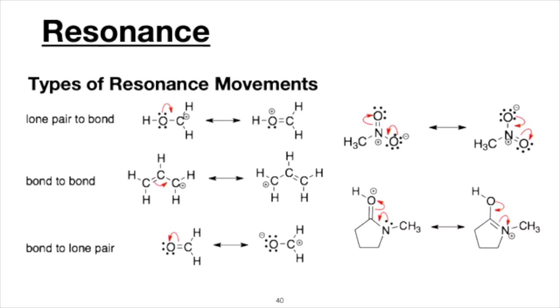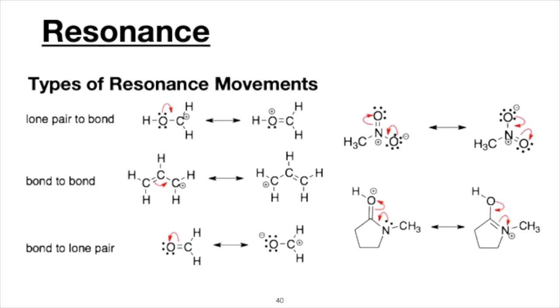There are lone pair to bond, where you're just moving literally a lone pair to where a bond is between two atoms. There is bond to bond movement, that is from one available pi bond to another. In this case, they're showing it through the allyl cation here. And the last one, the most common, is bond to lone pair. It's the opposite of lone pair to bond. You're just taking a bond and giving those electrons to an atom.